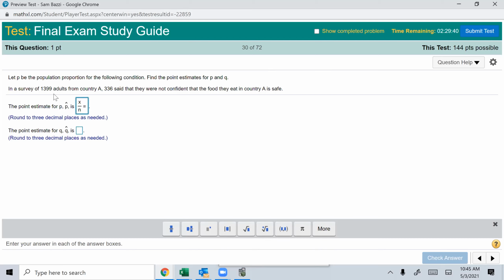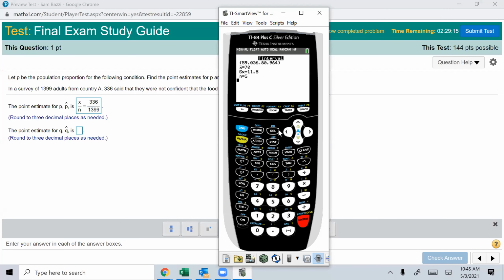A survey of 1,399 adults found that 336 said that they were not confident that the food they eat in country A is safe. So it will be 336 divided by 1399. Okay, let's see what the answer is here. This is called the point estimate for the proportion. A point estimate for the mean will be X bar. And the point estimate of the proportion will be P hat, which is X over N.